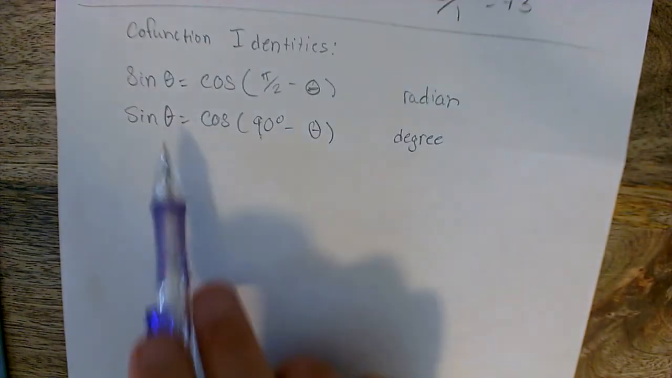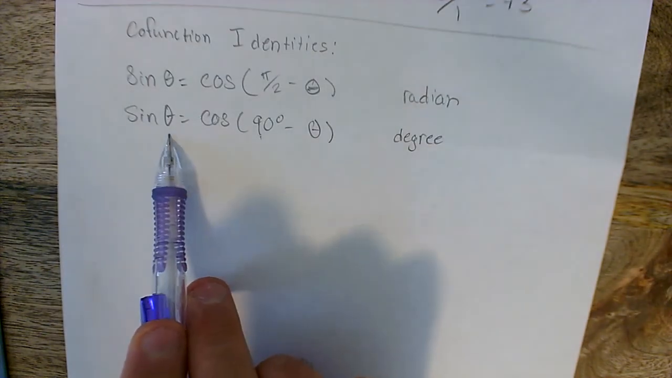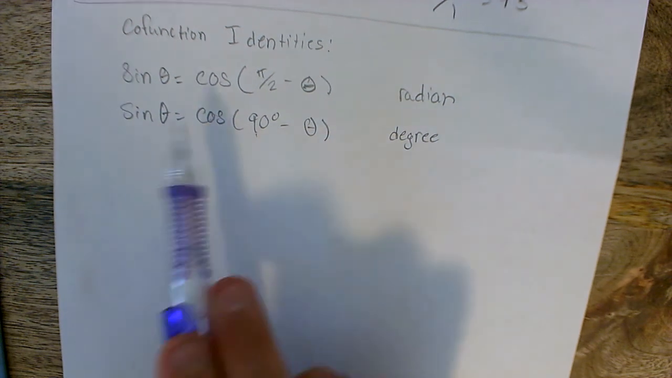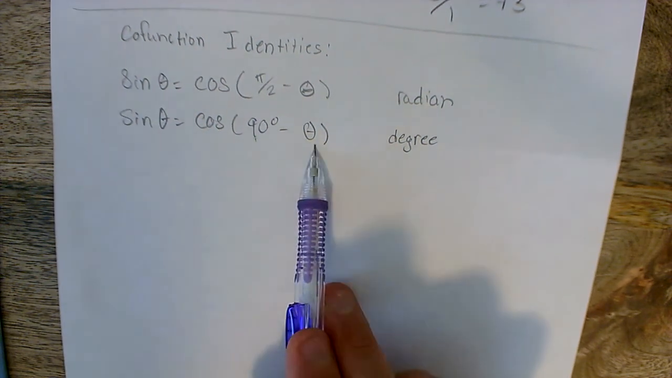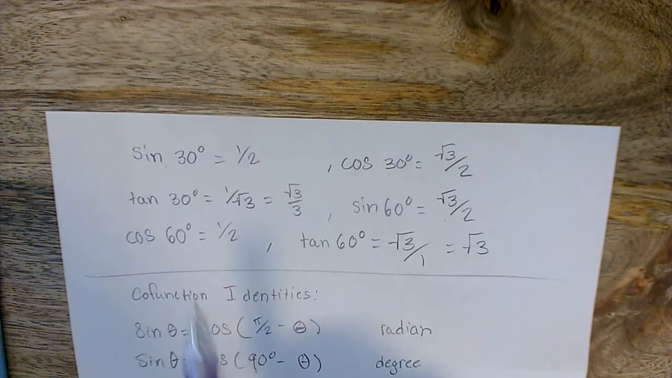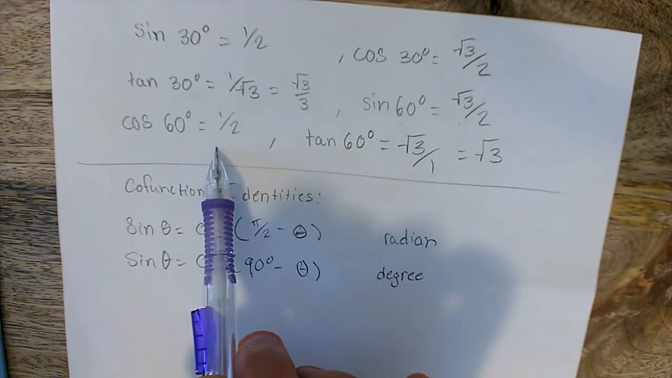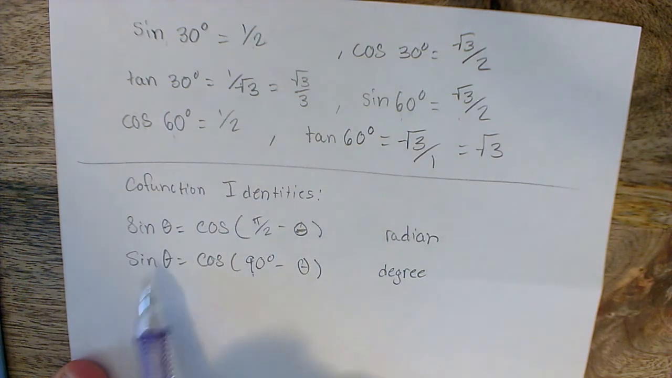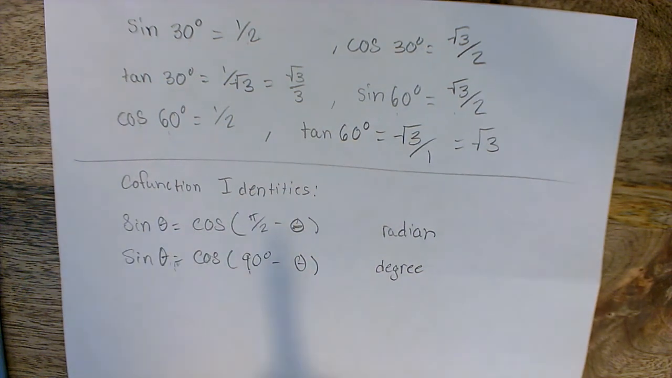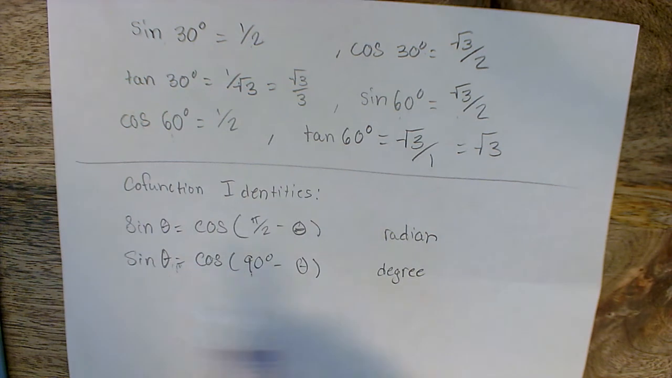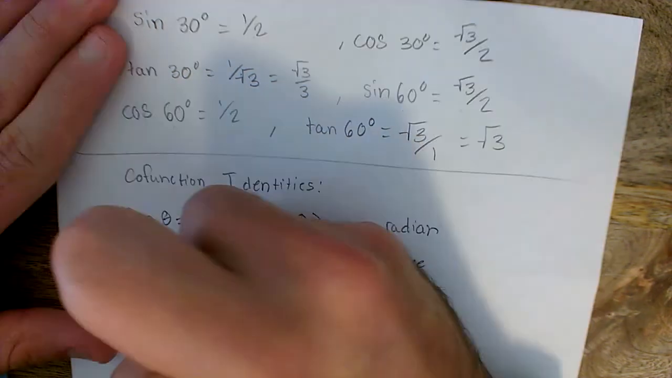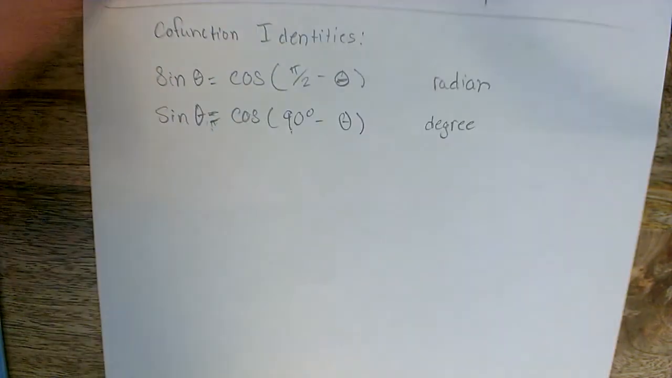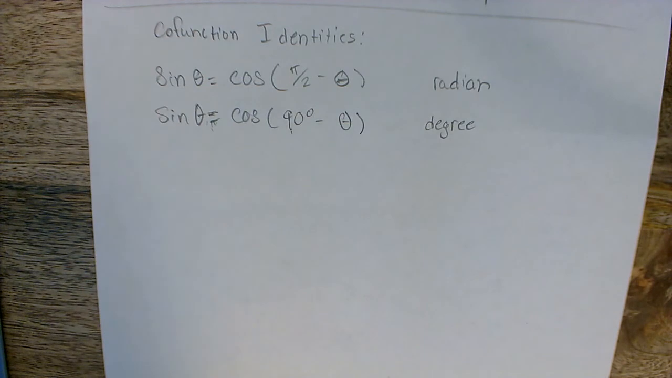Okay, so for example, let's just set theta here equal to 30 degrees. So the sine of 30 degrees is equal to the cosine of 90 minus 30 degrees, cosine of 60 degrees. So the sine of 30 degrees, 1/2, is equal to the cosine of 60 degrees. It doesn't just happen for 30 degrees and 60 degrees. You can put any angle you want, any theta. You could put 42 degrees in here for theta. It doesn't matter. This holds true for all angles.